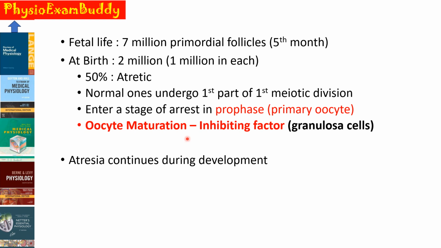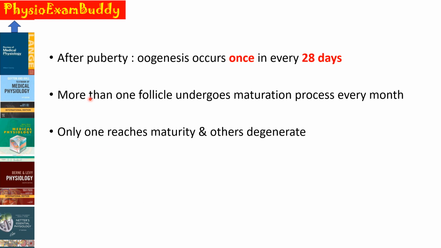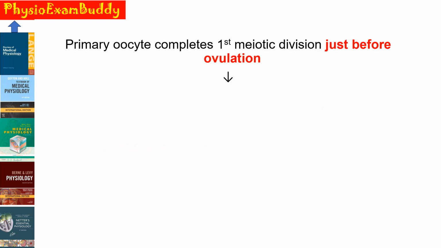Atresia continues during development, and at puberty, the number of follicles will be less than 3 lakhs. After puberty, oogenesis occurs once in every 28 days. Even though more than one follicle undergoes the maturation process every month, only one reaches maturity, whereas the others degenerate.